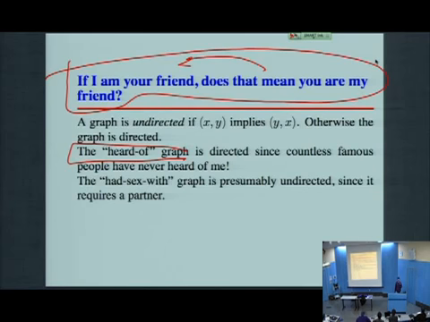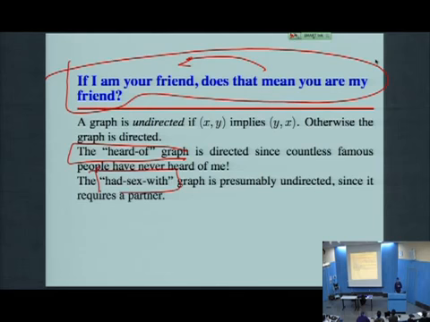Well, the heard of graph. Have I heard of you? Is that a directed graph or an undirected graph? Directed. Okay, I have heard of Sylvester Stallone. Sylvester Stallone has not heard of me, right? What about the had sex with graph?